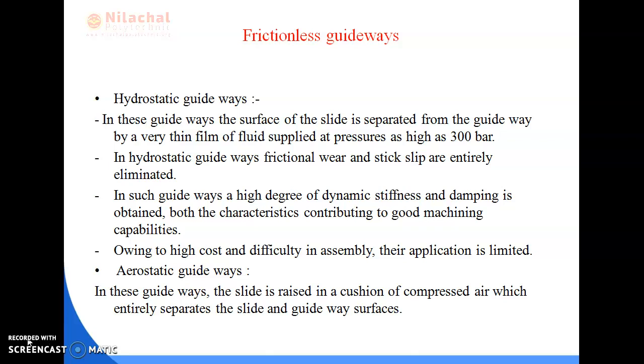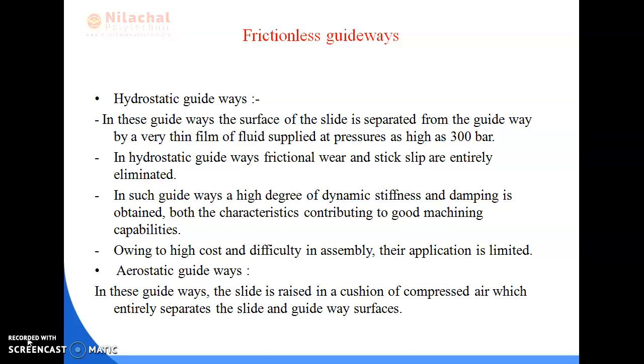In such guideways, a high degree of dynamic stiffness and damping is obtained. Both characteristics contribute to good machining capability. Owing to high cost and difficulty in assembly, their application is limited. Means this is a very high cost and the assembly is quite difficult also. To manufacture this one is quite difficult. So the application is very limited here.